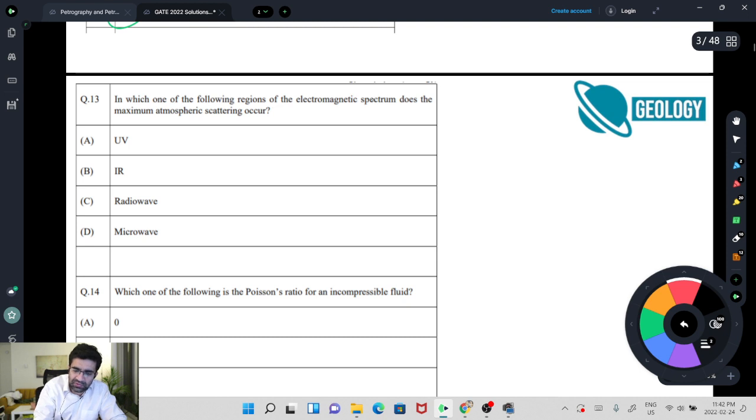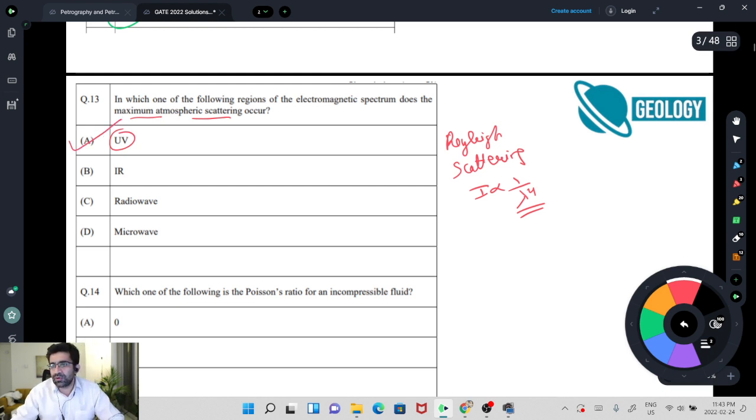In which of the following regions of electromagnetic radiation does atmospheric scattering occur? So you know, for Rayleigh scattering, intensity of scattering is inversely proportional to wavelength to the power 4. So lowest wavelength here is of UV, so maximum scattering that you are going to get is going to be for UV radiation.